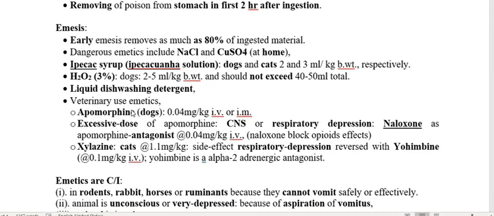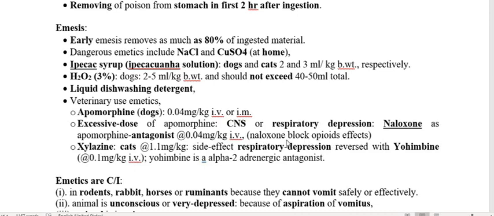So if opioid-type toxicity occurs because of an excessive dose of apomorphine, then we have to antagonize the action of apomorphine by giving an apomorphine antagonist, that is naloxone. So what is naloxone? Naloxone is an apomorphine antagonist, and because the apomorphine mechanism is quite similar to the opioid, it blocks the action of apomorphine on the opioid receptor.